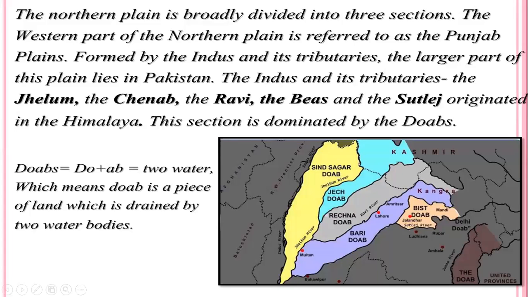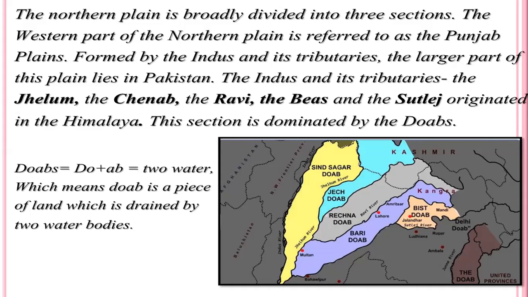The northern plain is broadly divided into three sections. The western part of the northern plain is referred to as the Punjab Plain, which is formed by the Indus and its tributaries. The larger part of this Punjab Plain lies in Pakistan. The Indus and its tributaries are the Jhelum, the Chenab, Ravi, Beas, and Satluj, which originated in Himalayas. This particular section is dominated by doabs.